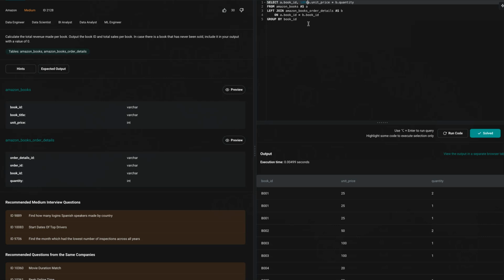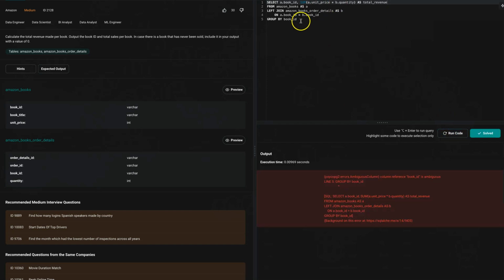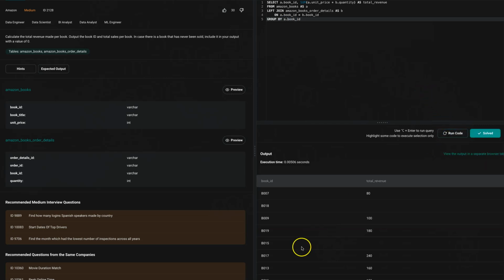Let's call this total revenue made per book. Total revenue. Okay, let's call it that. Group by A.book_id. And there you have it. Now you can see, for example, this book ID B007 has a total revenue of 80.